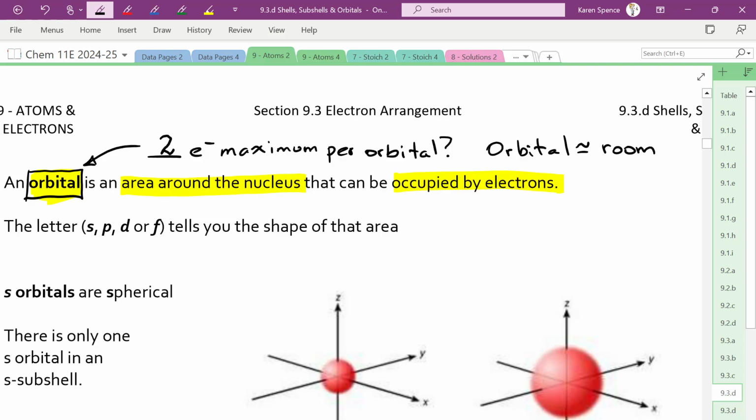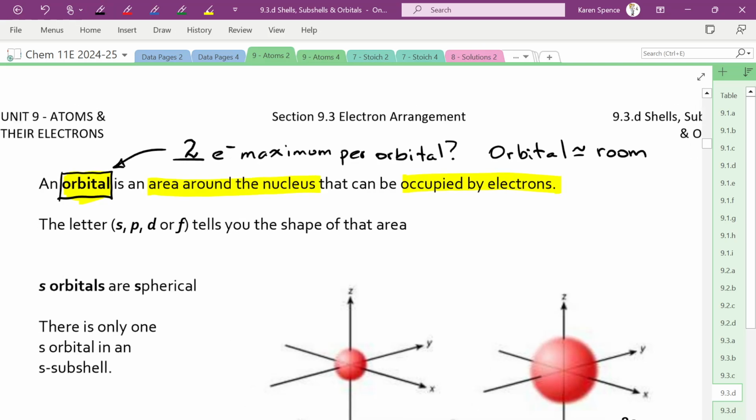You can put 1 in, that's fine. You can put 2 in, that's fine, but you cannot put 3. Okay? So one room can contain only 2 people, one orbital can contain only 2 electrons.